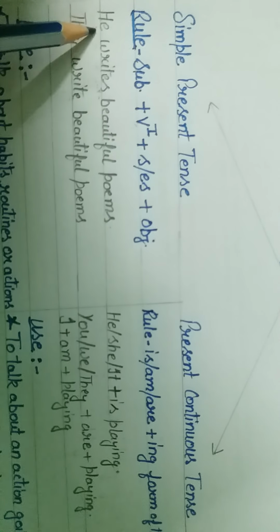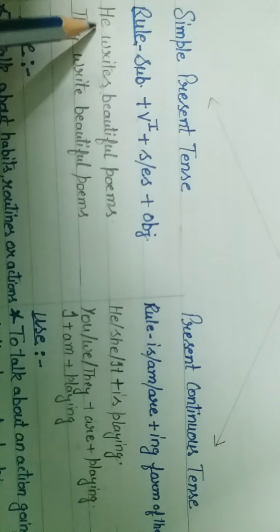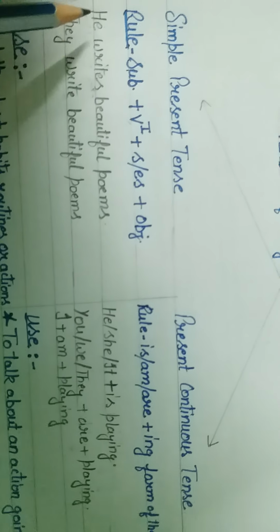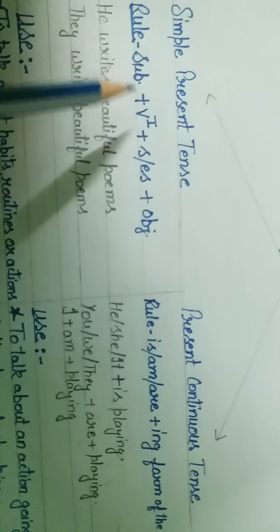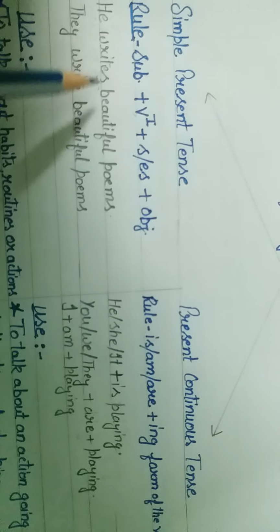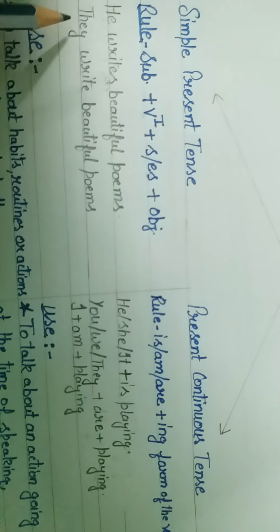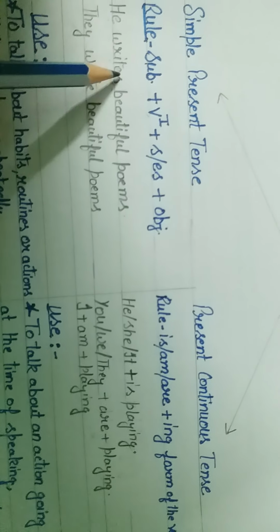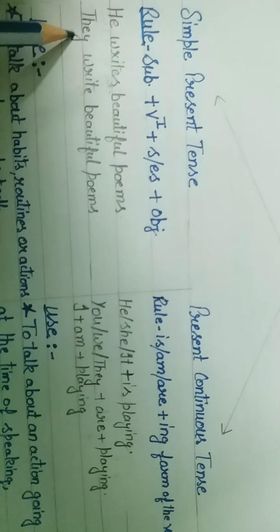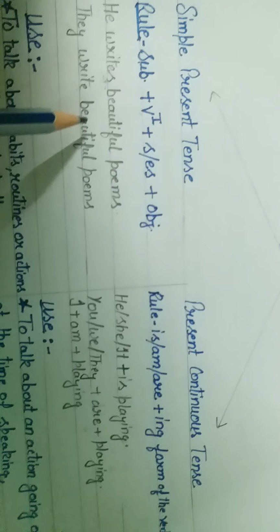And one more thing we need to know: when our subject is singular, then only we add s or es with the first form of the verb. Otherwise we do not use. When our subject is plural, we do not use s or es with the verb. For example, they is plural, so they write beautiful poems.